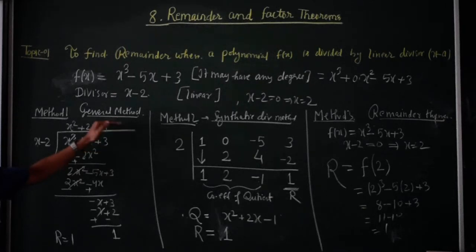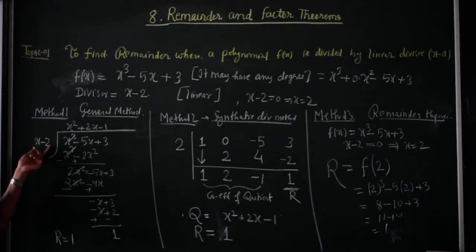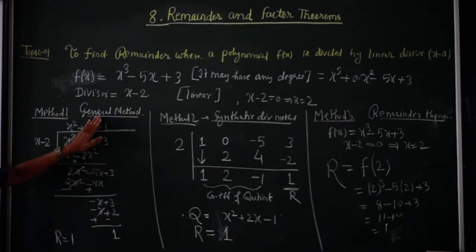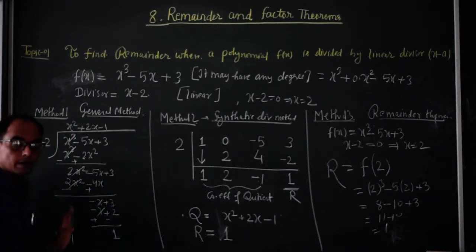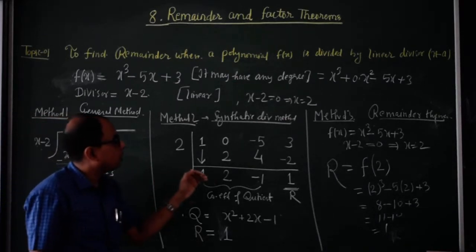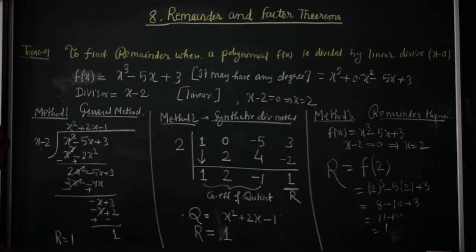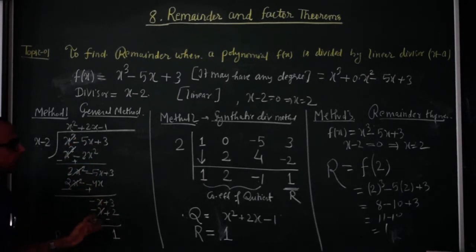What is the merit of the general method? The merit of this method is that you can find the remainder when the divisor has any degree. If in place of a linear divisor, it is a divisor of higher degree, then also you can find the remainder. What is the demerit of this method? The demerit is that the calculation takes time.